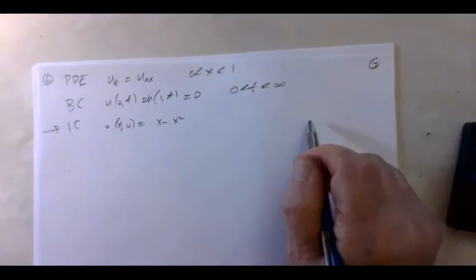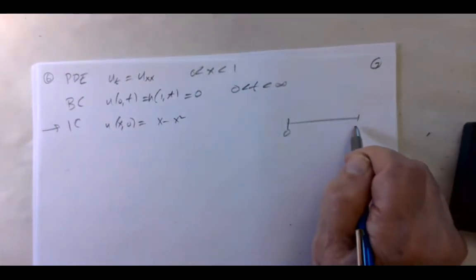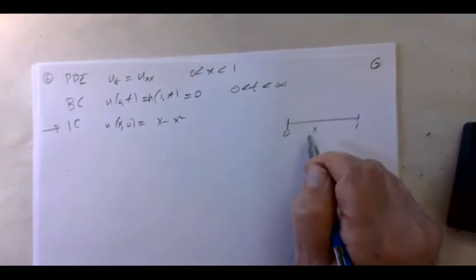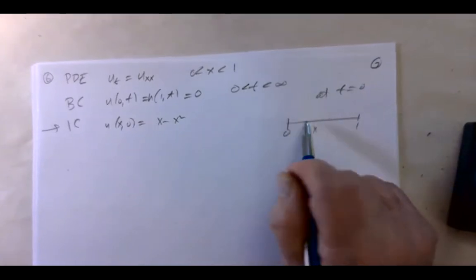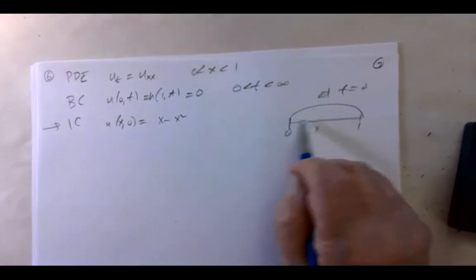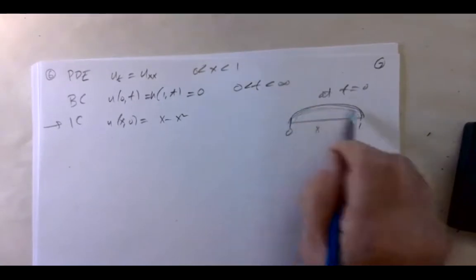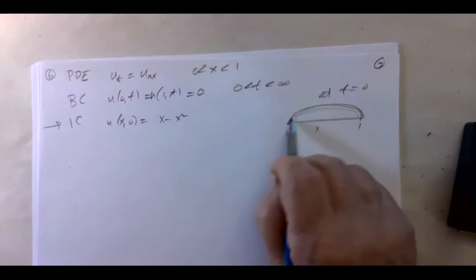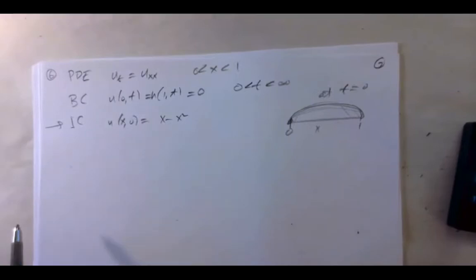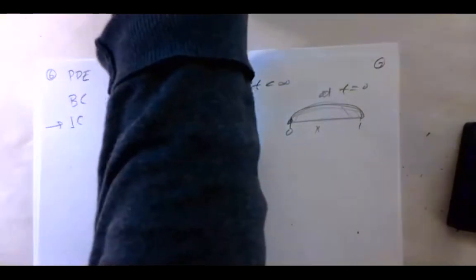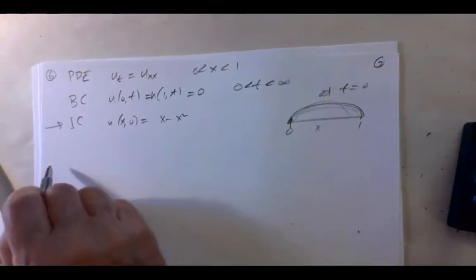Okay. So now for our rod, at t equals 0, this is the distribution of the temperature. Right? It's this parabola. 0 at the ends, and it's going up like this. So let's just go back and see what we had found already.